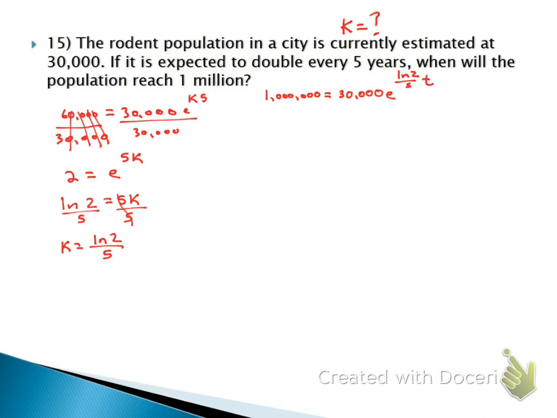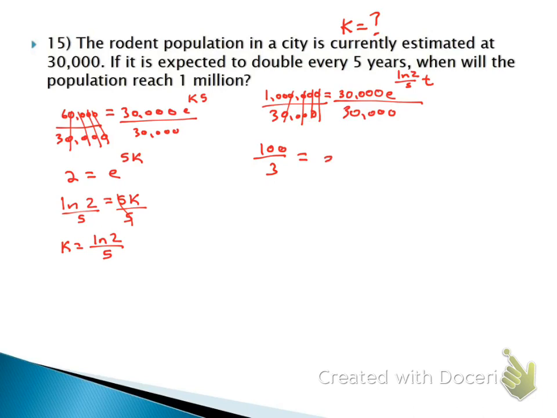All right, anyways, ready? How do we solve for t? What do we do? 1 million divided by what? 30,000. Thank you. Boom, boom, boom. 100 divided by 3. I'm going to leave it as 100 over 3. It's 33.3 repeating, right?